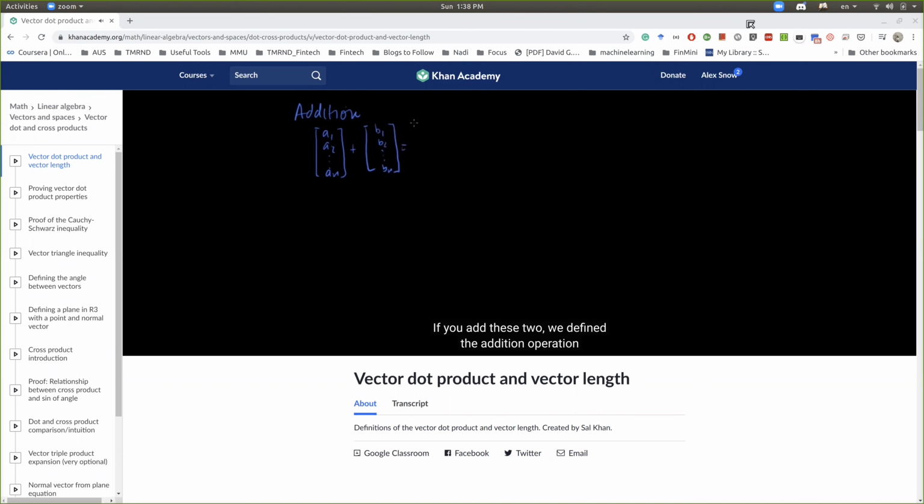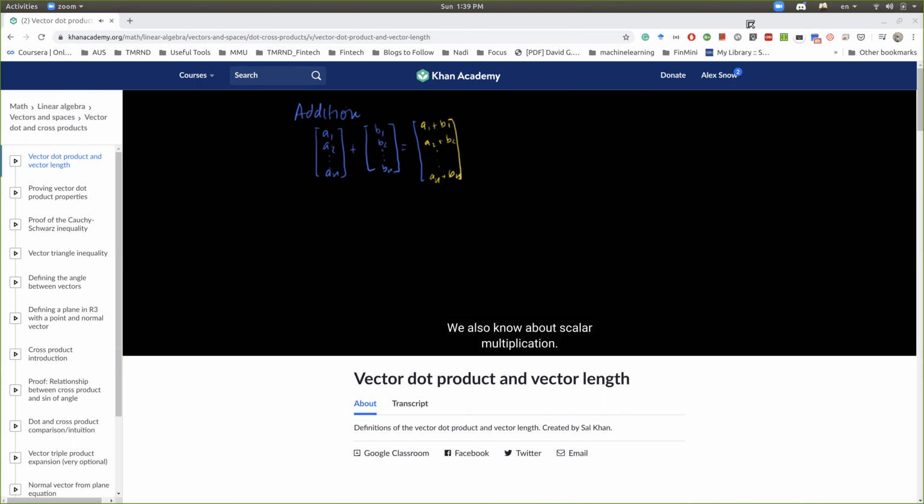If you add these two, we define the addition operation to result in a third vector, where each of its components is just the sum of the corresponding components of the two vectors you're adding. So it's going to be a1 plus b1, a2 plus b2, all the way down to an plus bn. We knew this, and we've done multiple videos where we use this definition of vector addition.